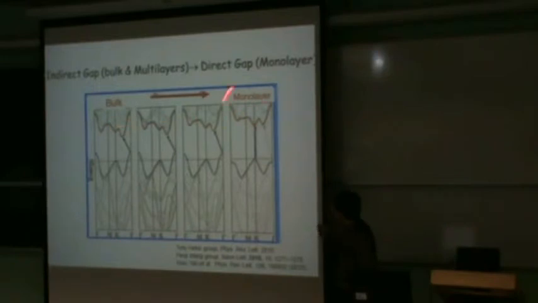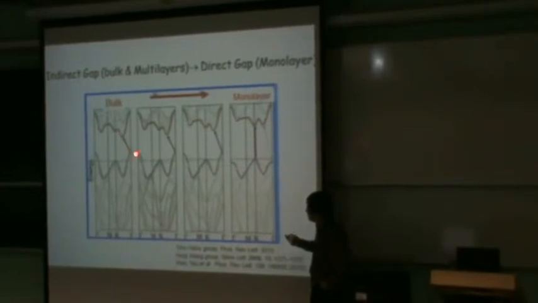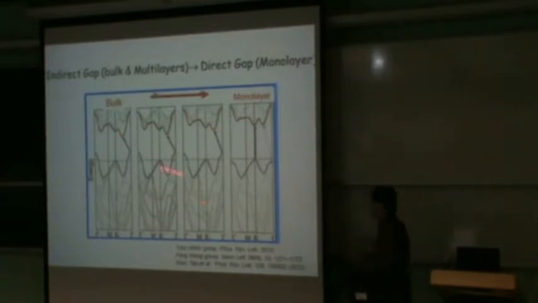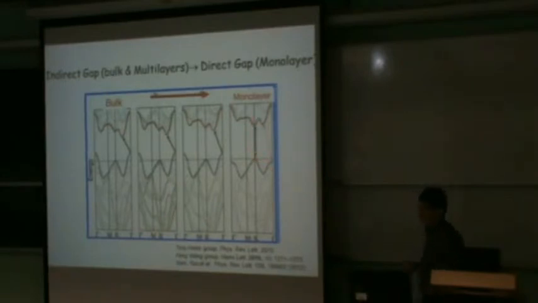From indirect gap in bulk form to a direct gap at the monolayer level. Here you can see in the bulk form, the band gap is pretty much between the top of the valence band at the gamma point and the midpoint of gamma and the kappa point at the conduction band. As the thickness gets thinner, down to the atomic level, you can see this quantum confinement pushes up the conduction band and lifts the valence band. And so at the K point, it is relatively ineffective. So that's why at the monolayer level, the band gap becomes a direct gap.